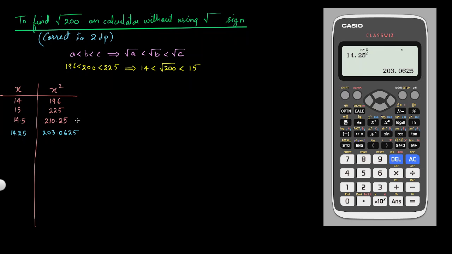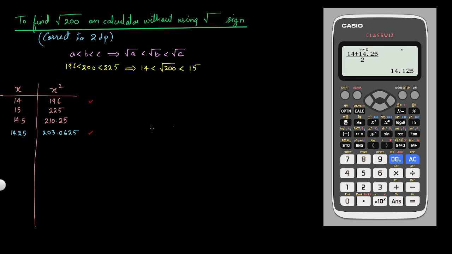So now again what I can see is that the last value which was fixed was 14. I saw that it's between 14 and 14.5, but this is still more than 200. So it is between 14 and 14.25. Now I have to take the midpoint of 14 and 14.25. So I will take 14 plus 14.25 and again divide by 2. That gives me 14.125.